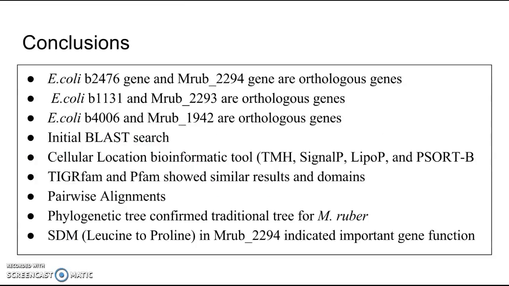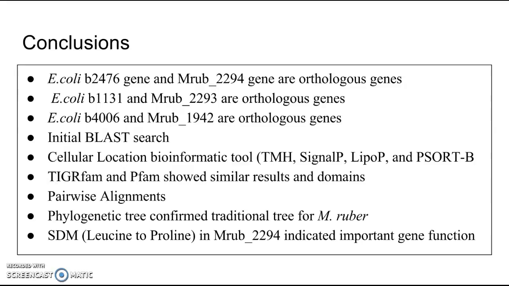In conclusion, my results showed that the E. coli gene B2476 and M. ruber gene 2294 are orthologous genes. Again, E. coli B1131 and M. ruber 2293 are orthologous genes. E. coli B4006 and M. ruber 1942 are orthologous genes as well.